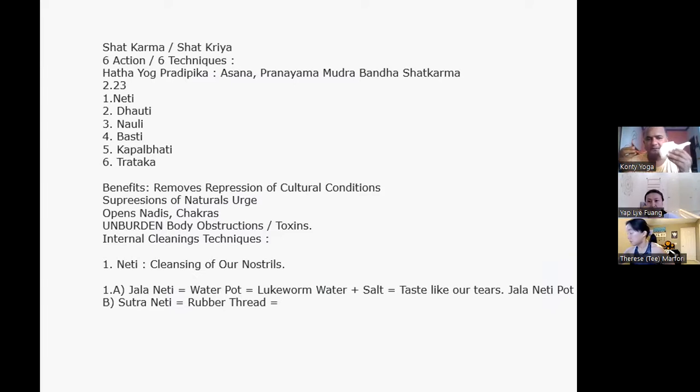These are the two instruments. Jalaneti, you will use the neti pot. Sutra neti, you will use the rubber thread.